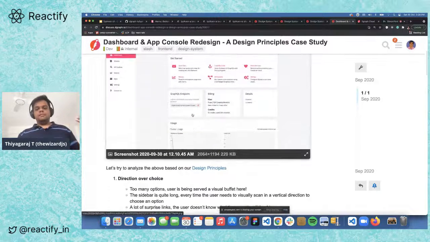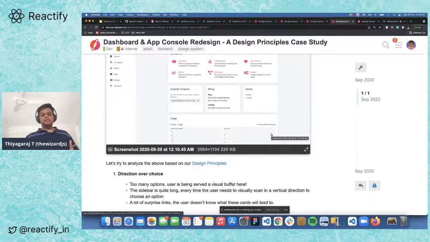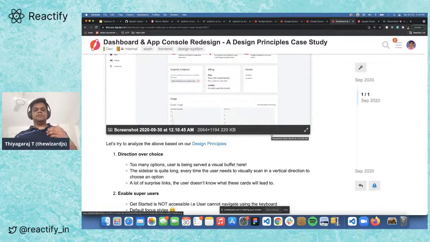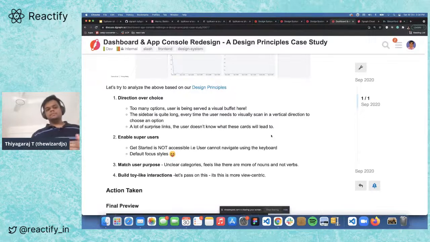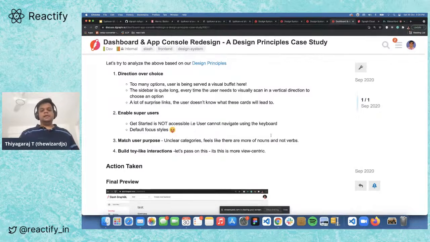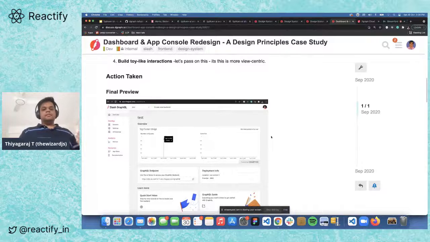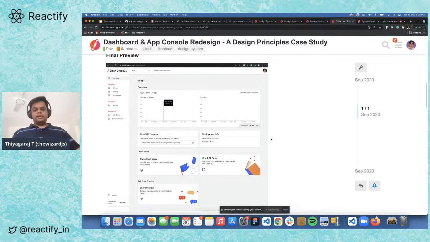We thought, hey, there are a lot of options here. It's a visual buffet and the user needs to make some selection. So we said we need to give some sort of direction. We cannot just show all options and say, choose one. Based on each principle, we tried to define what the problem is, and then we said we'll take the action. Then we made the changes, chose the right patterns, and built the right components. So it's a lot of design and development going together hand in hand. It's not just one team effort; it's multiple. And that's how we came up with this dashboard.